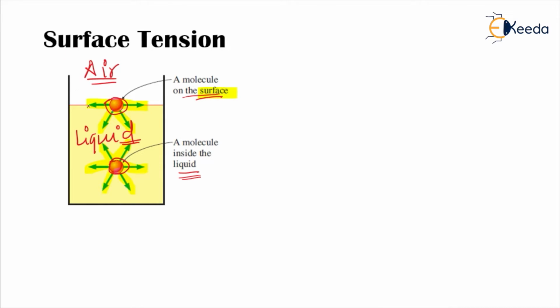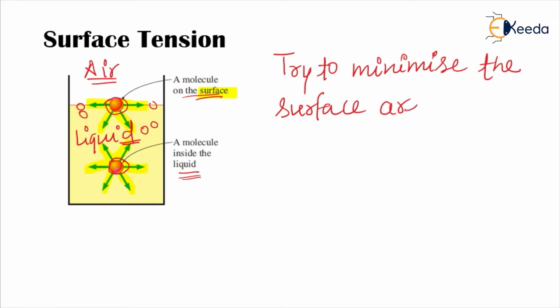We know that cohesive forces are much stronger in liquid, it has to be more in comparison to air. So air is not going to attract this molecule towards the outer boundary. Because of that, this molecule gets attracted by other molecules in the surrounding, and there can be many other molecules which will be attracted by this. So what happens? They try to minimize the surface area.